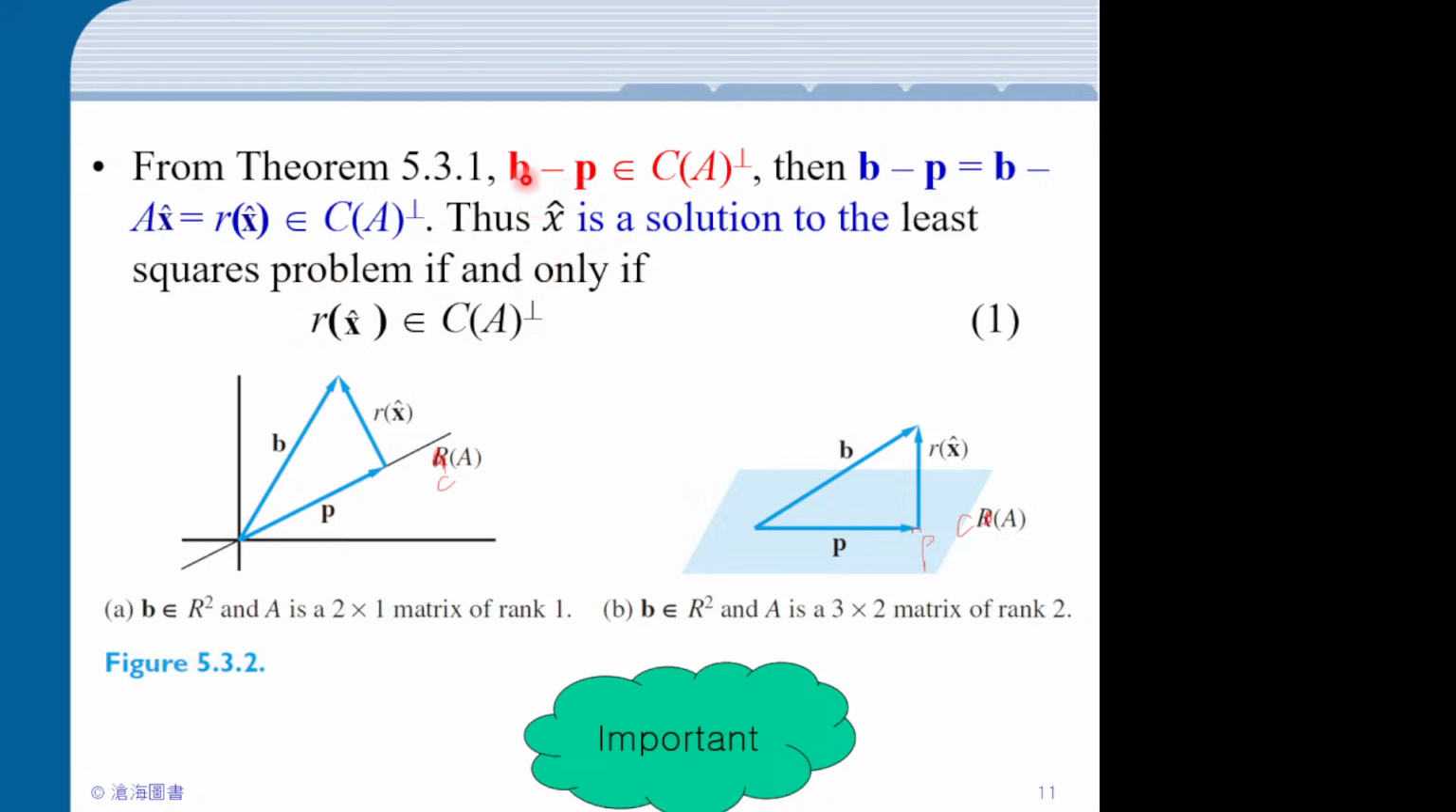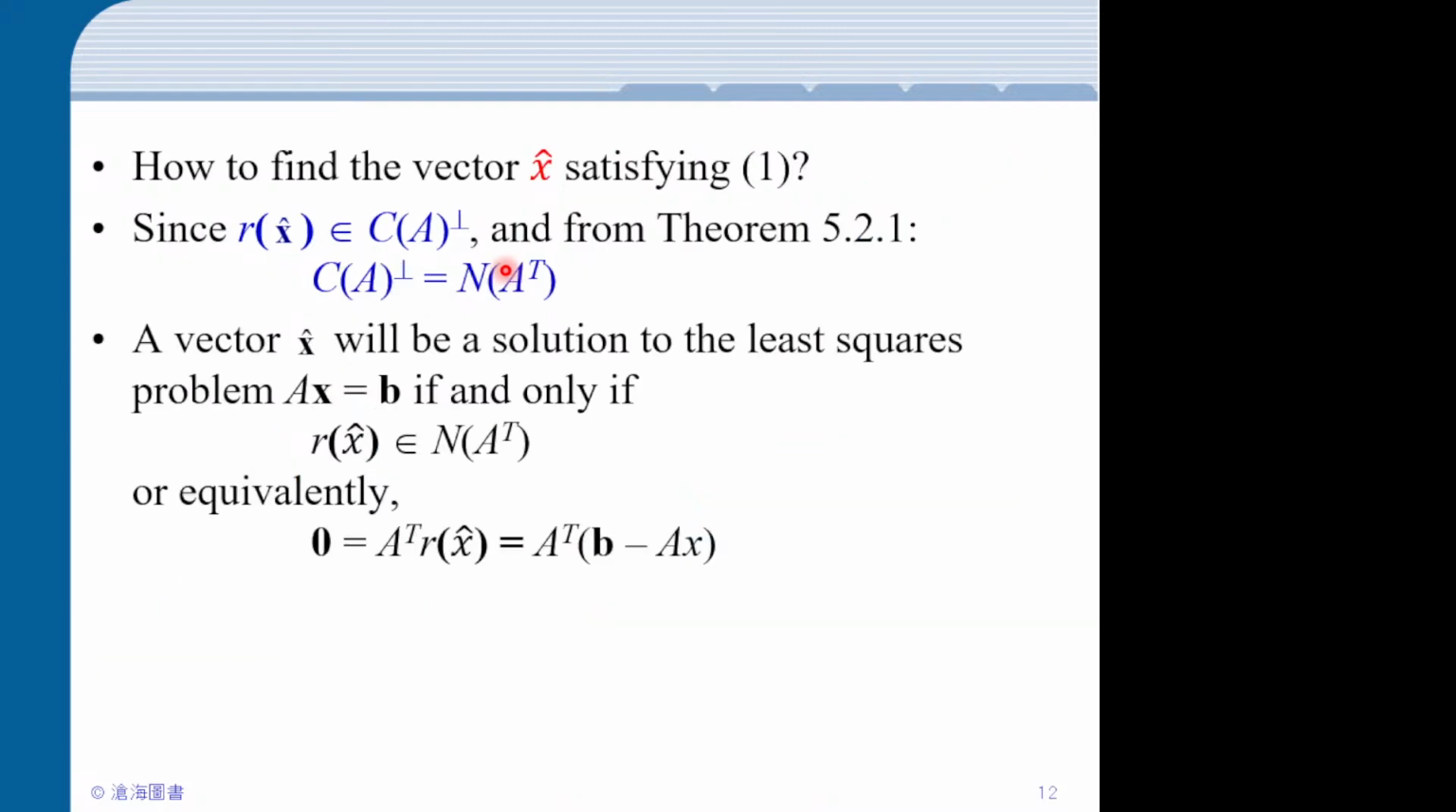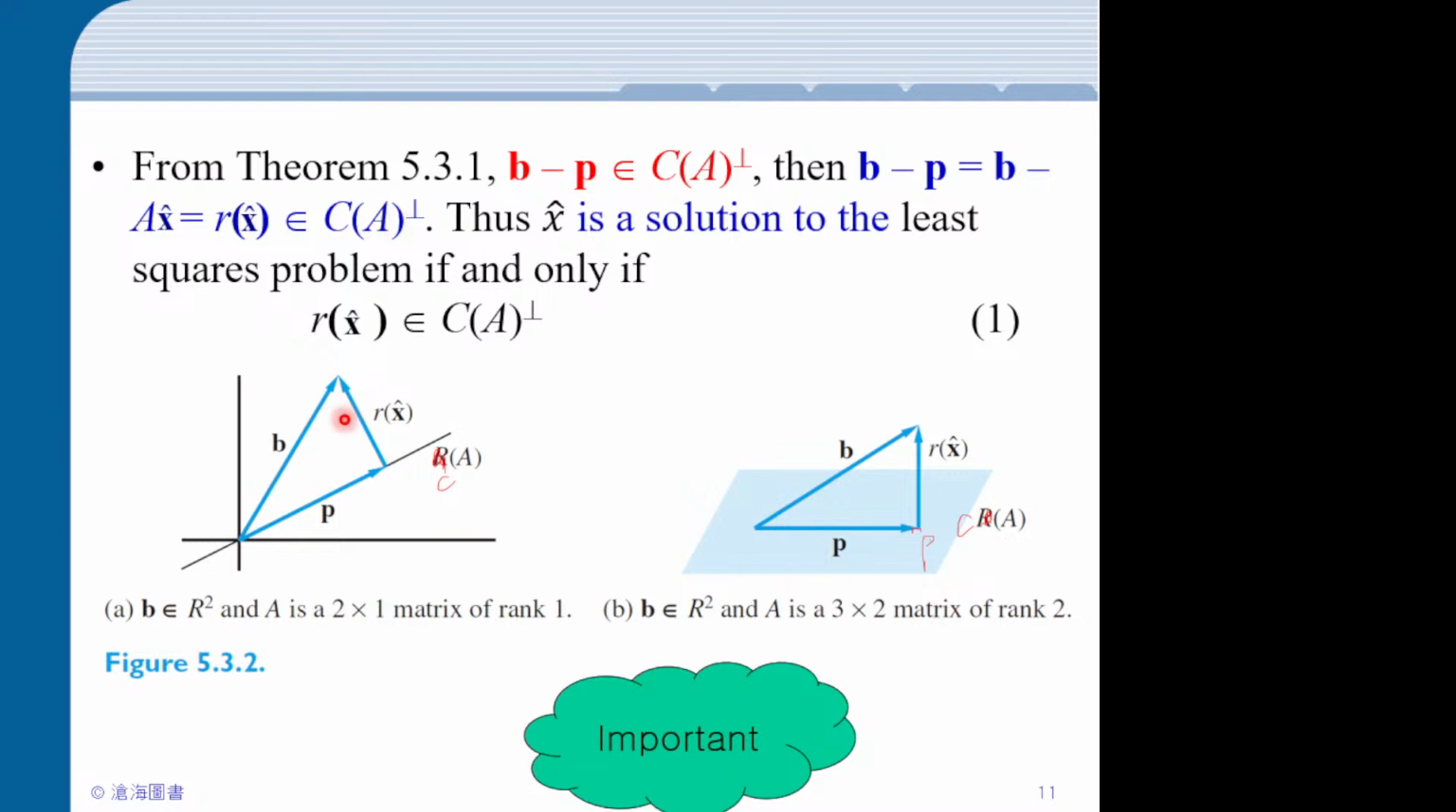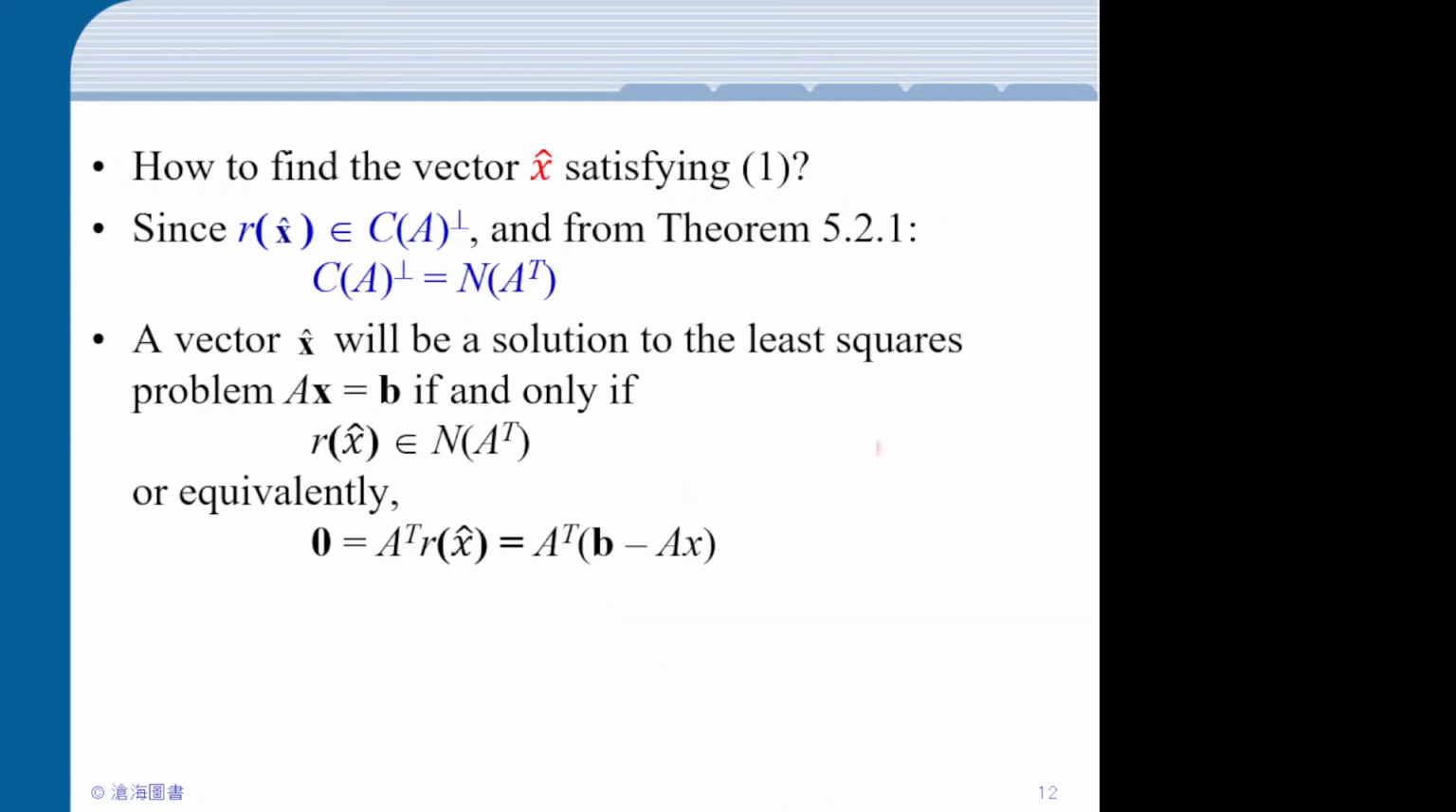So we want x hat to be the solution to our least square problem. Then we want r of x hat to be inside the dual of the column space of A. And now we go to how to solve this. We want r of x inside C of A complement. So once again, from this picture, we want r of x inside C of A complement.